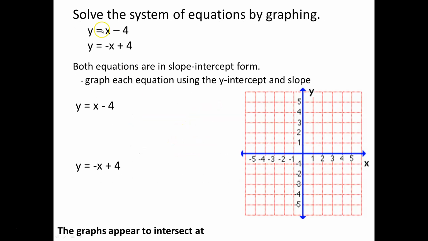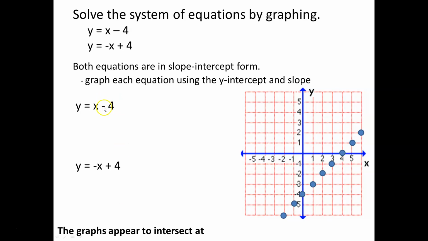Okay, so let's solve this system of equations by graphing. We have two equations here, both with x's and y's. So that's a system of equations. And both equations are in slope-intercept form. So let's graph each equation. Let's start with this one, y equals x minus 4.